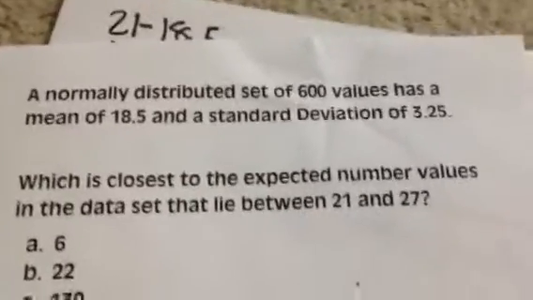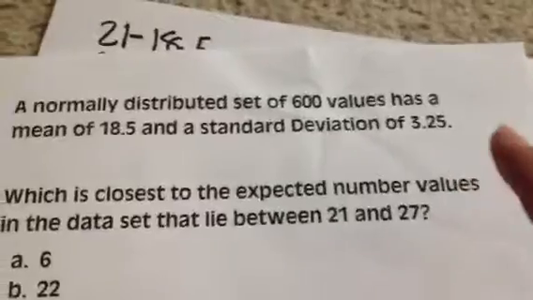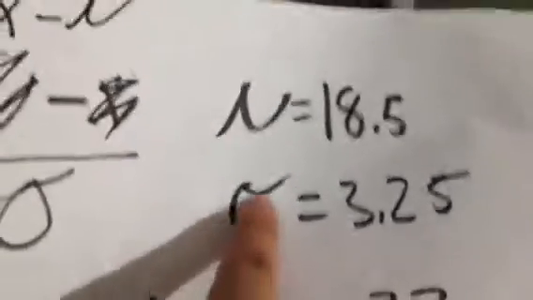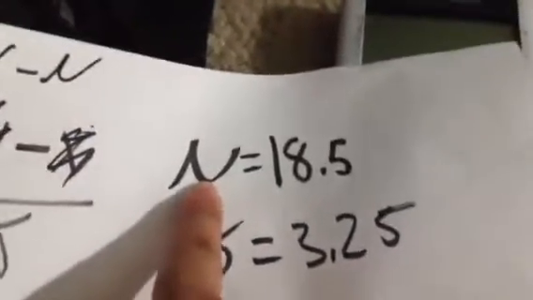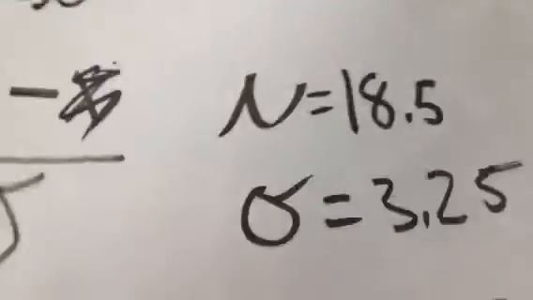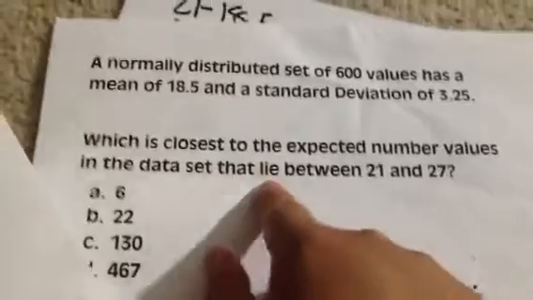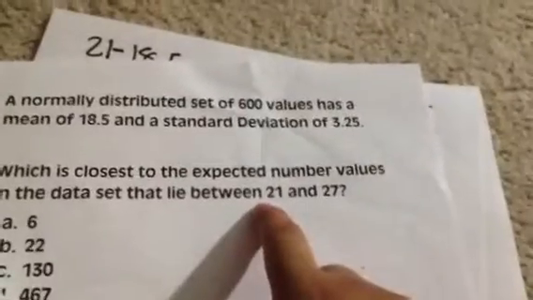We have a set of 600 with a mean of 18.5 and a standard deviation of 3.25. So here's a symbol for standard deviation and here's a symbol for mean, or it's called mu. Alright? And our x's are in the question. That lie between, break, 21 and 27.